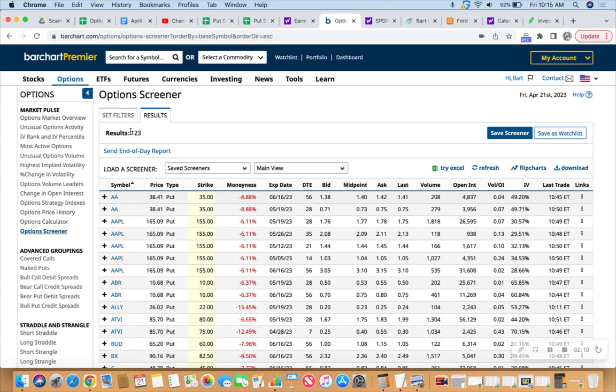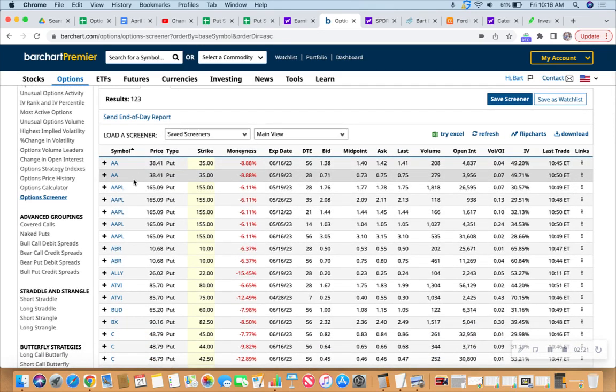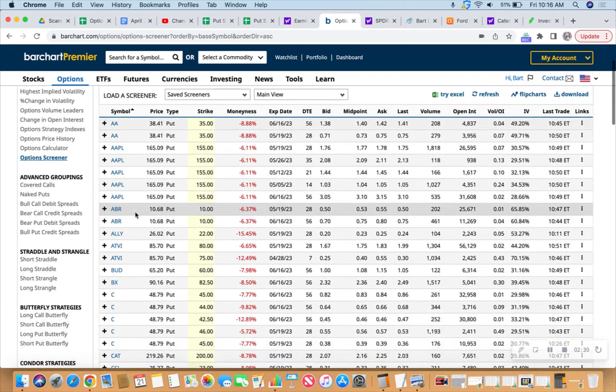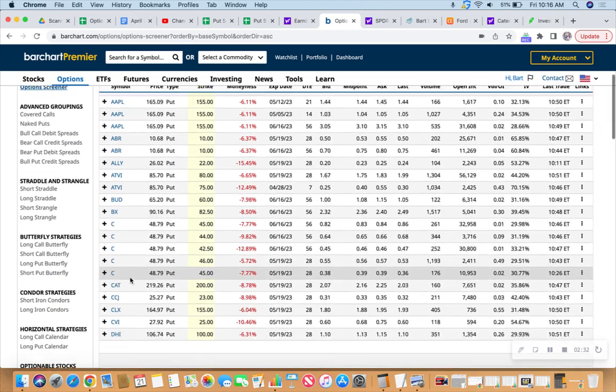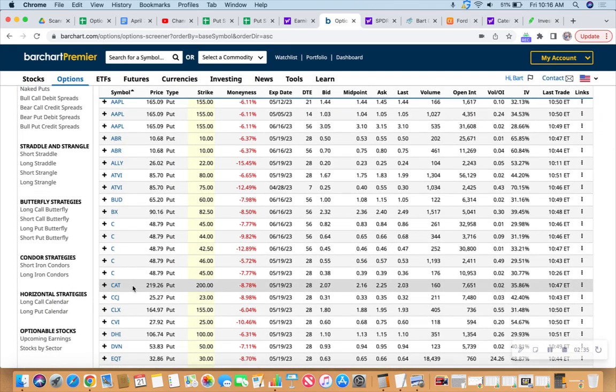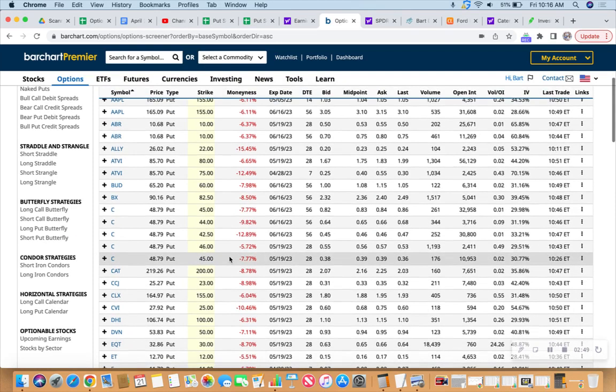So it's 123 trades. Now, that doesn't mean there's 123 ticker symbols, because as you can see, we have Alcoa and Apple, Arbor Realty. There's a couple plus of each of those options, several Citigroup, and one that I'm definitely looking at is Caterpillar. And we talked about it the other day. Definitely want to look at Caterpillar.